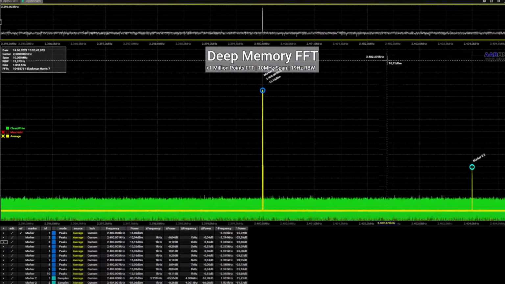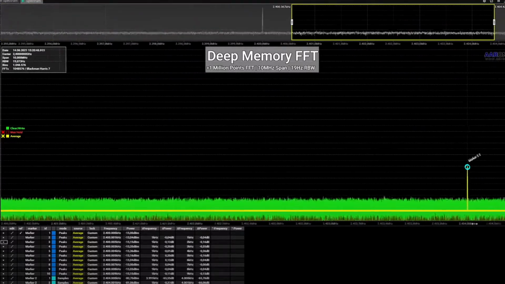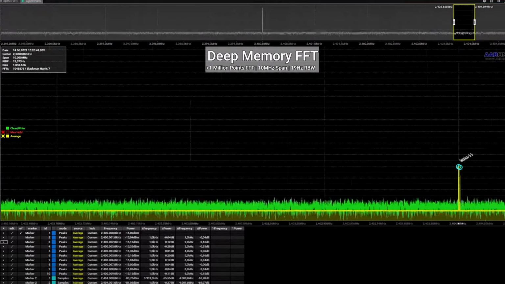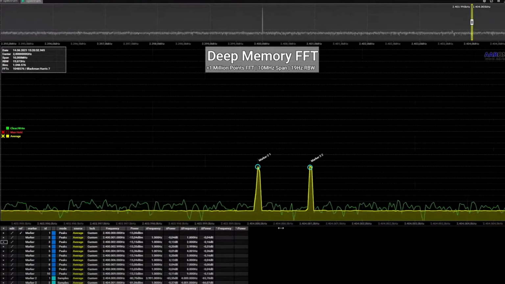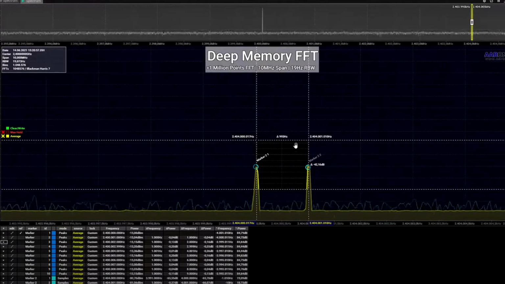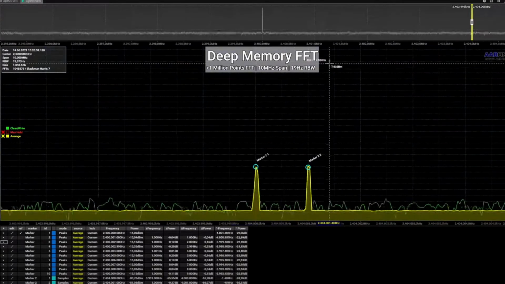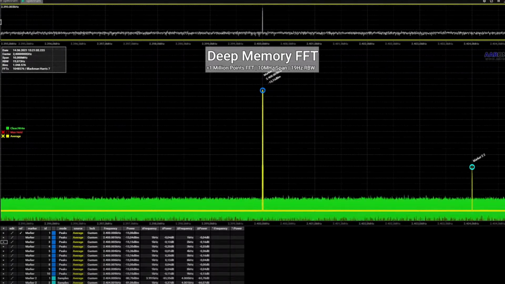Going back to a wider frequency span, it's clear there's a spurious signal as well, perhaps due to intermodulation. By zooming in once again, the display shows not just one signal, but two distinct signals, and they are 1 kHz apart. This is the power of using a deep memory FFT versus classic FFT.